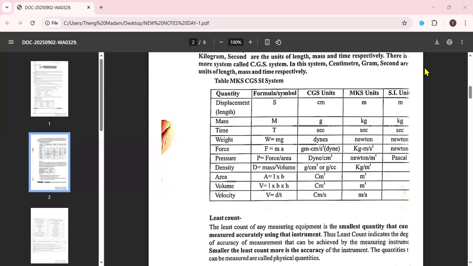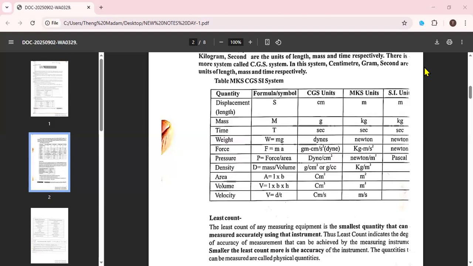For the force, formula F is equal to ma. CGS unit is gram centimeter per second square, that is dyne. MKS unit is kilogram meter per second square. Then SI unit is Newton. For the pressure, formula is force upon area. Unit is dyne per centimeter square, CGS unit. MKS unit is Newton per meter square. SI unit is Pascal. Then density, formula density is equal to mass upon volume.